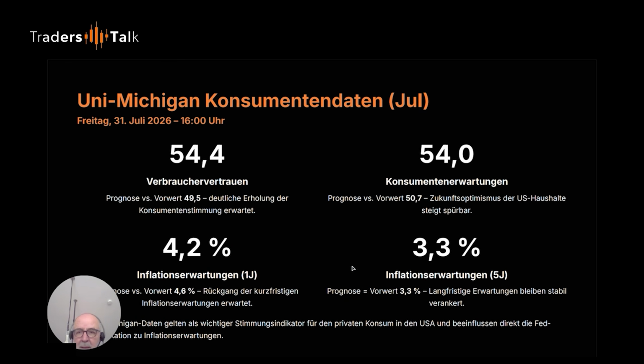Then at 4 p.m., we move on to the University of Michigan data from the United States. We'll get consumer sentiment, consumer expectations, and inflation expectations for 1 year and 5 years. That's it for this week's overview of the macroeconomic calendar. You should now be well prepared again, at least when it comes to the economic data.